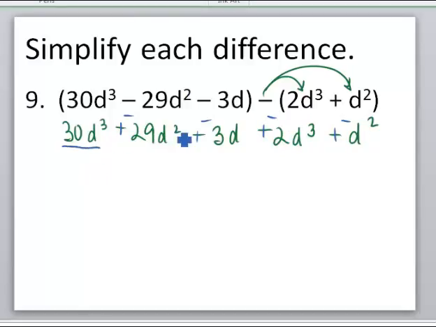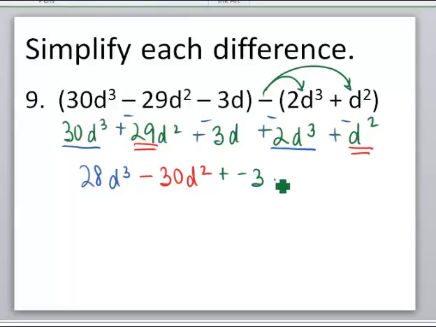And then I'm going to look for d cubes. So I have 2d cubes here. I've got 30 and negative 2, which is 28 d cubed. I have negative 29 and negative 1, which is a negative 30 d squared. And then I just have this negative 3d left over.